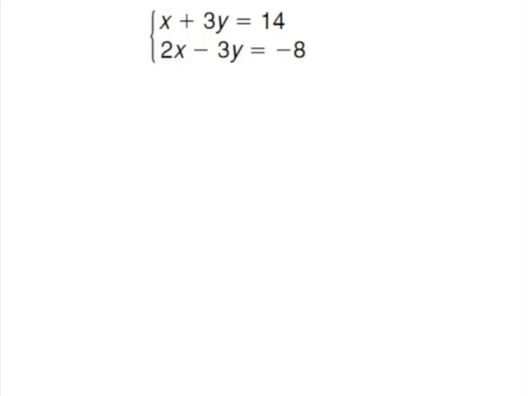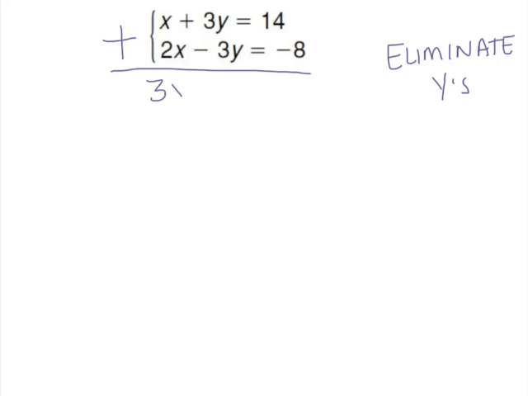Second one, we want to eliminate the y's again. They're different signs, so I'm just going to add. And that gives me 3x. This is 0. I'm not going to write it because it just sort of gets in the way. I divide by 3. And I get x to be 2.